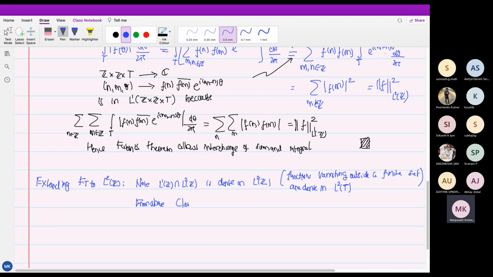And what we have seen from the above claim is that the Fourier transform, which is defined on L1 and in particular on the intersection of L1 with L2, maps into L2 of T. That's what we have seen is an isometry. Isometry means it preserves the distances and hence is uniformly continuous.